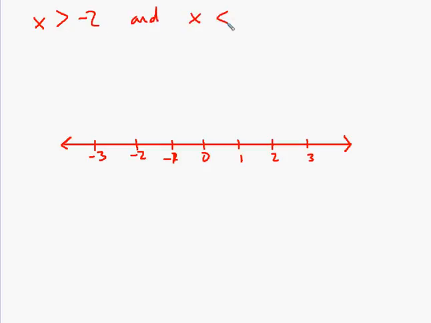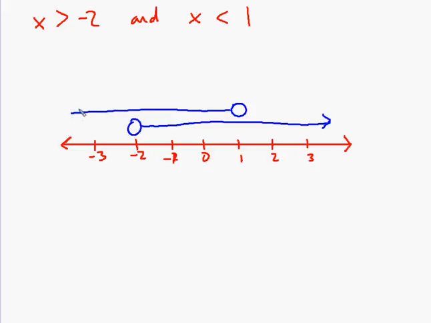In the process of solving, I get that. So x is greater than -2. That's going to be an open circle, and I would go to the left. And x is less than 1, that'd be an open circle. And notice, because it's and, I look for overlap. And I see that they overlap right here.